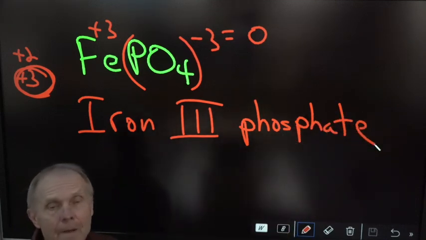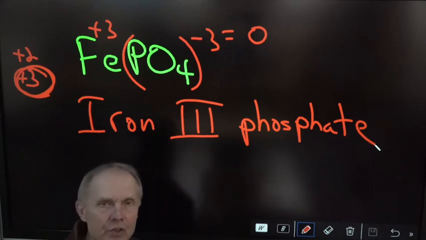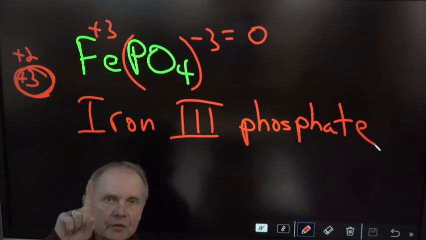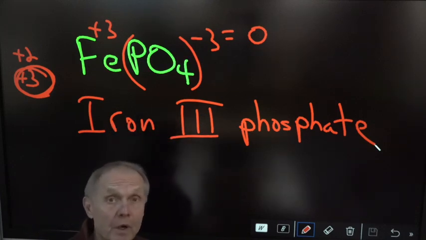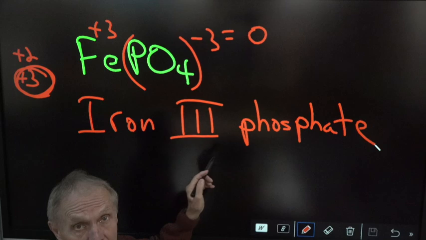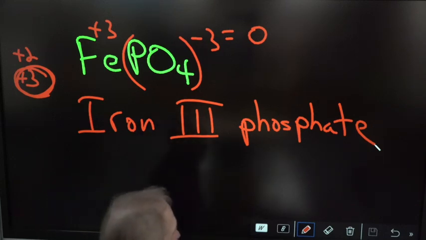That's the name. So you must always look at the metal to make sure it only has one charge. And if it has one charge, you don't need a Roman numeral. But if it has more than one charge, you're going to have to figure it out and put the Roman numeral in the name. Okay. That was a little review on how to name ionic compounds.